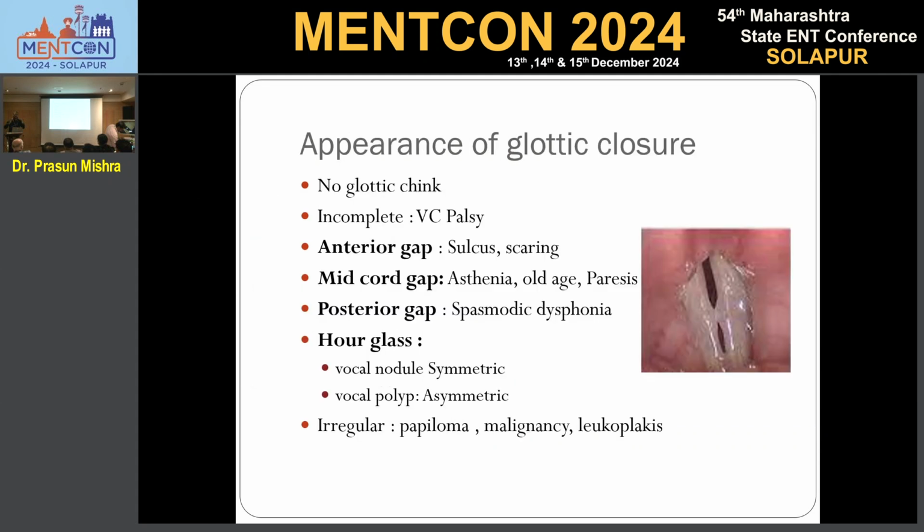Then not only the closure, we should see the way in which it gets closed. Is it the anterior closure which is lacking, the middle closure, or the posterior closure? Posteriorly it can be a granuloma, in the middle it can be a nodule, and anteriorly it can also be a nodule. So which part of the closure is not correct, that we need to assess.